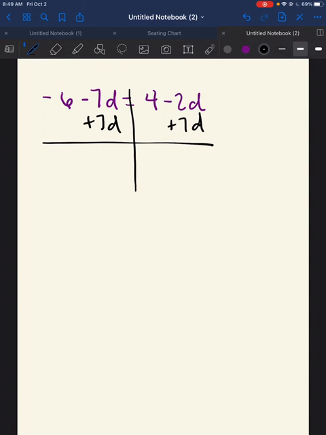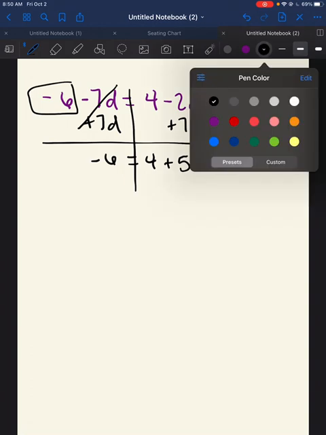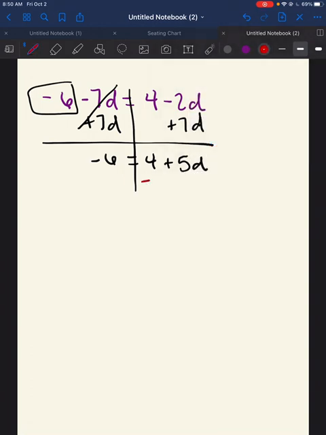I will bring this negative 6 down. These will cancel out. Negative 6 equals 4. And negative 2 plus 7 is a positive 5d, okay? So now I need to get that constant over to the other side. I want d by itself. So I'm going to subtract 4 from both sides. So what happens is I get a negative 10 equals 5d, okay?